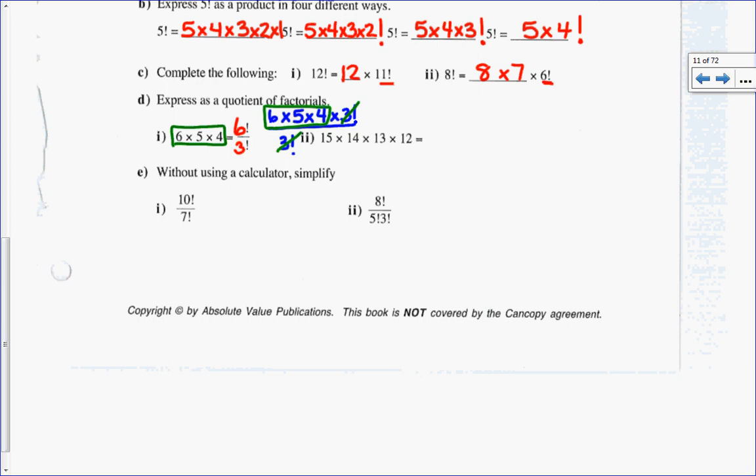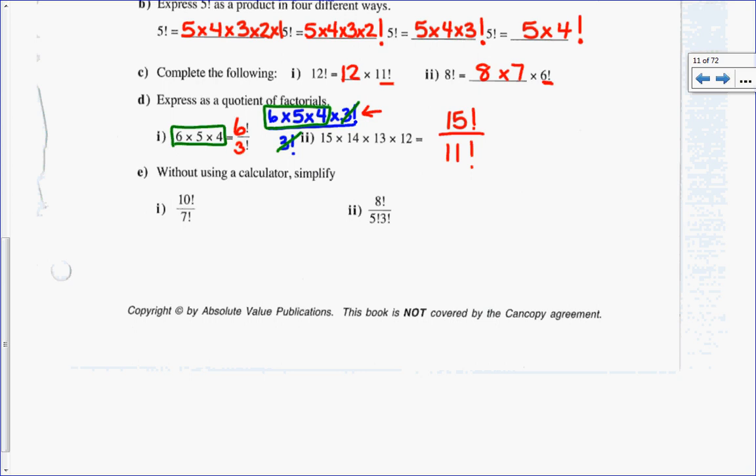All right, let's try number 2. 15 times 14 times 13 times 12. Well, what's missing is times 11 times 10 times 9. So my denominator must be the 11 factorial, which takes care of all of 11 times 10 times 9 and on, down to 1. And so on top, I must have 15 factorial, because once it gets to 11 factorial, the 11 factorial in the denominator and the 11 factorial in the numerator are going to cancel each other out, just like they did in this question right here, right?